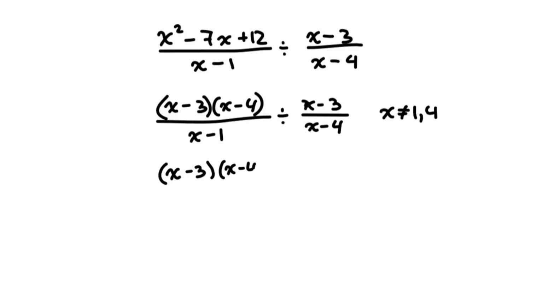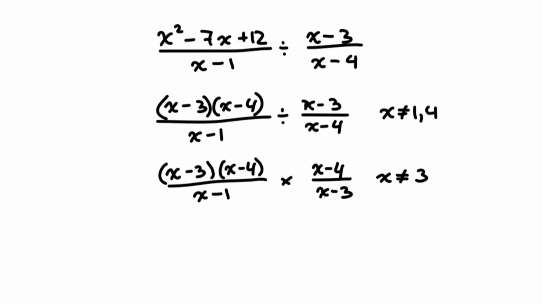So we copy down the first expression as is. Then the second one will become x minus 4 over x minus 3. The operation will change to multiplication. The restrictions have also now changed. We need to add a new restriction, a new denominator that we have created, which is x minus 3, so x cannot equal 3. So we now have 3 different restrictions.